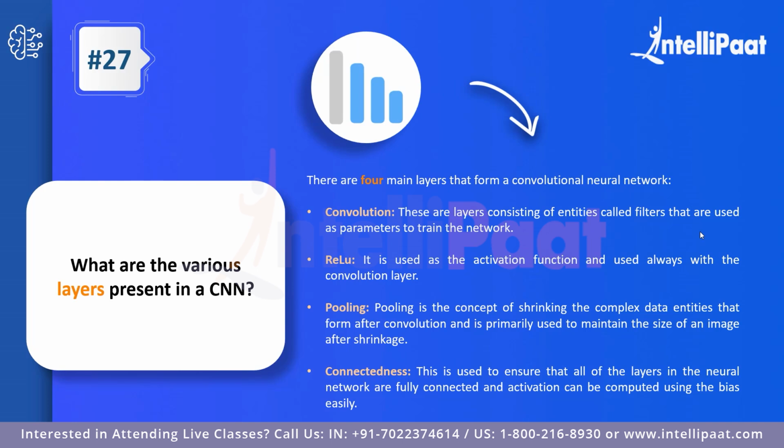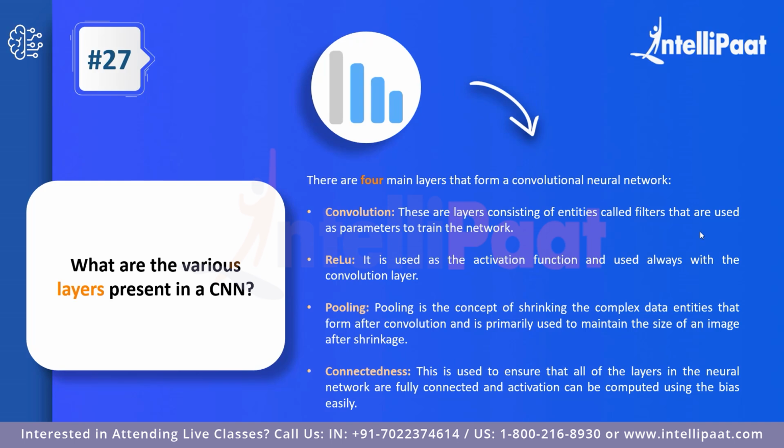So when the talk is of this, understand that there are 4 important layers in a convolutional neural network. One is the convolution layer, we have the ReLU layer, or the activation function layer as it's also called. Then we have the pooling layer and the fully connected layer. So when we talk about the convolutional layer, this is where we apply entities called filters across the main data to have them as parameters to teach and train the network.